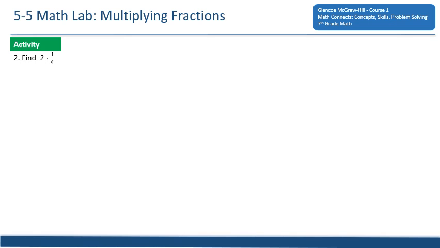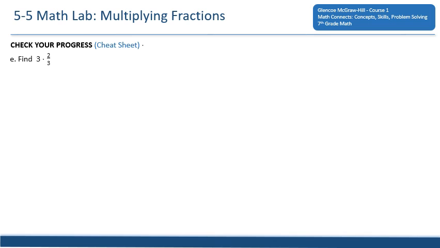Activity, find 2 times 1/4. 2 can also be stated as 2 over 1. So restate as 2 over 1 times 1 over 4. And then if we multiply the numerators, 2 times 1, and multiply the denominators, 1 times 4, we'll get 2/4. And if we use the greatest common factor of 2, we can simplify that to 1/2.